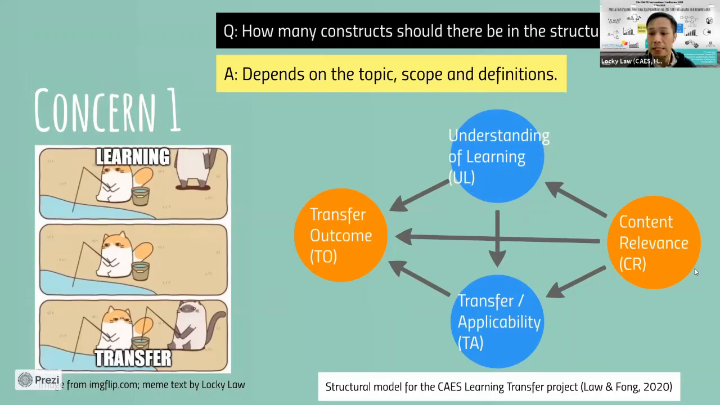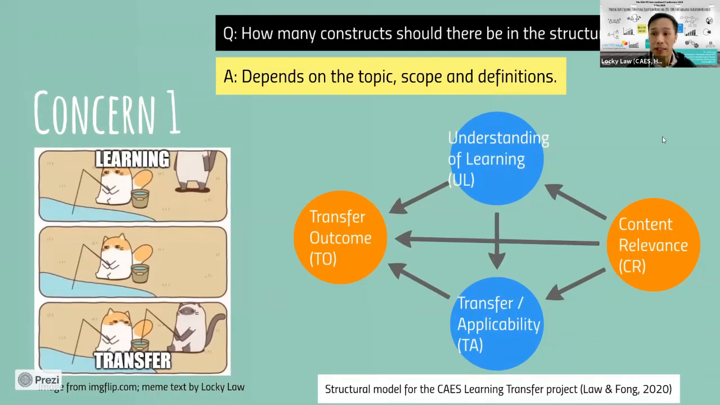So the project that we do in CAS is called learning transfer. Really briefly, if you look at the image on the left side, learning transfer is what happens when a student learns from the teacher and then applies it in a new situation. I think the grayish cat nicely explains what it is in 3 pictures.